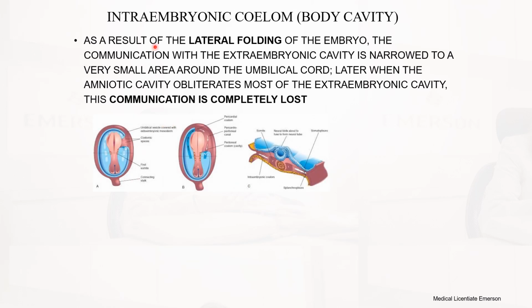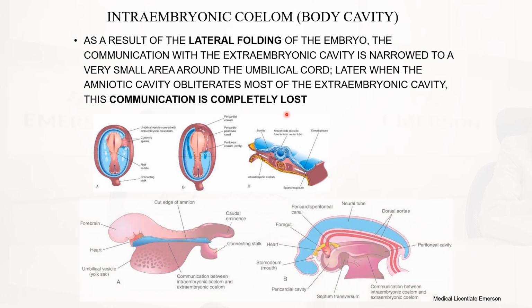Okay, so let's continue with our body cavity. Remember we talked about the intraembryonic column, which is the body cavity. Now what is going to happen as a result of the lateral folding? That's what we are going to discuss. As a result of the lateral folding of the embryo, the communication of the intraembryonic cavity is narrowed to a very small area around the umbilical cord, which later, when the amniotic cavity obliterates most of the extraembryonic cavity, the communication is completely lost.